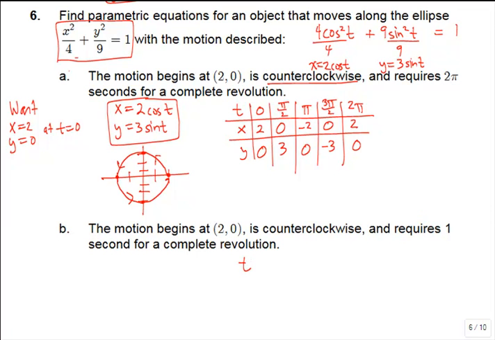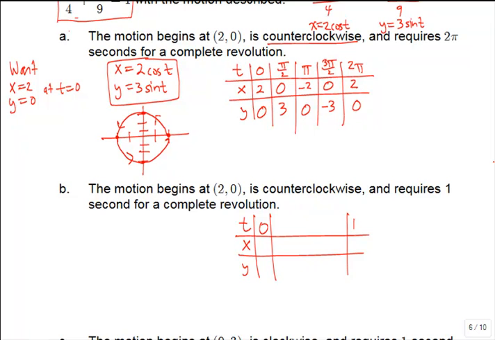So we would need our table to go from 0 all the way up to 1 and finish that whole loop around. So what are we going to have to change in order for that to happen? Well, think about what this 1 second corresponds to. I mentioned it up here when I referred to this 2 pi. We completed one revolution going around this ellipse in 2 pi seconds.